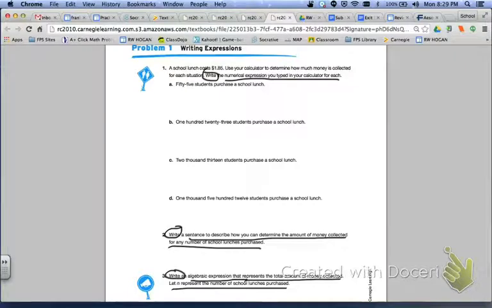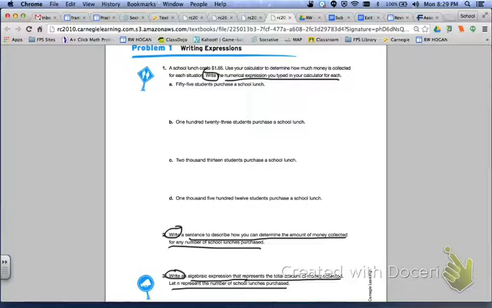Let's take a look at problem number 1 on page 494. We're going to start off today with writing expressions. Number 1 says that a school lunch costs $1.85. Use your calculator to determine how much money is collected for each situation. Write the numerical expression you typed in your calculator for each. So you're going to go ahead and do letters A through D for number 1. I would also like you to do number 2 and 3.